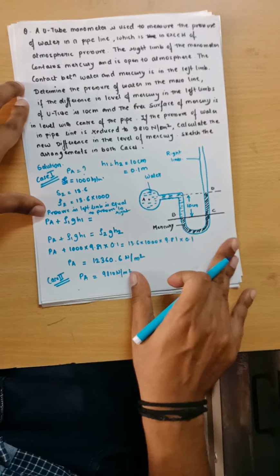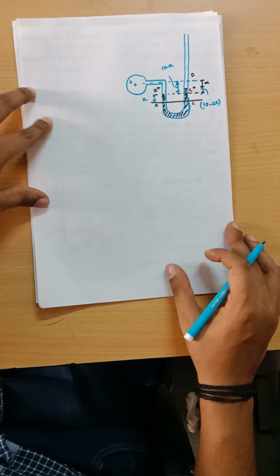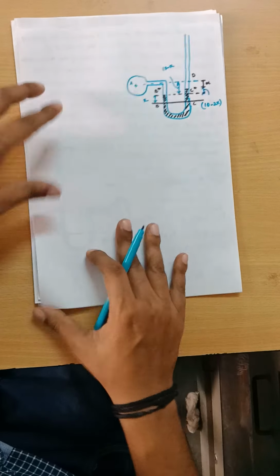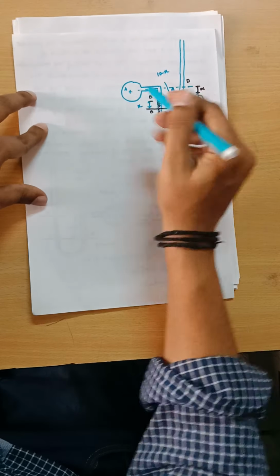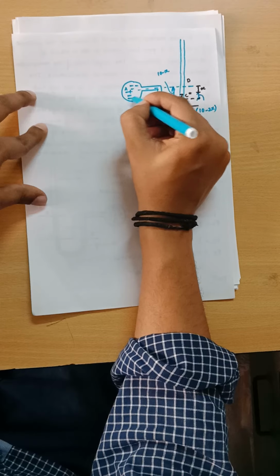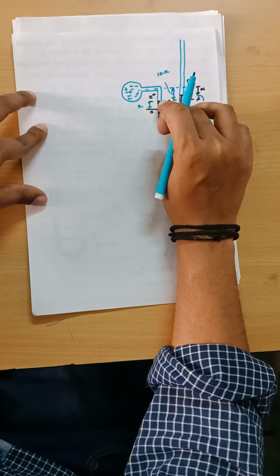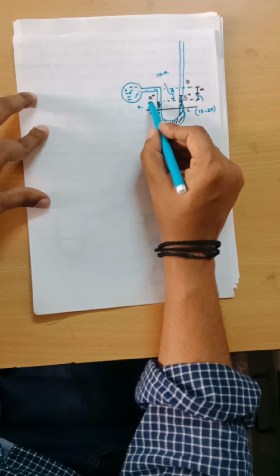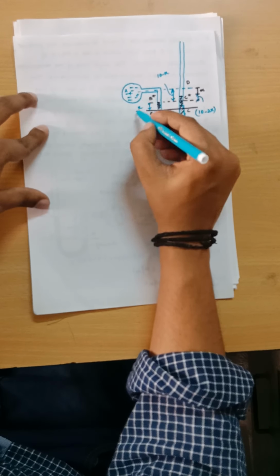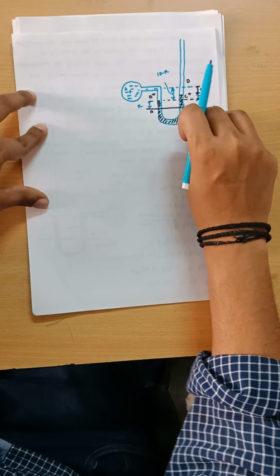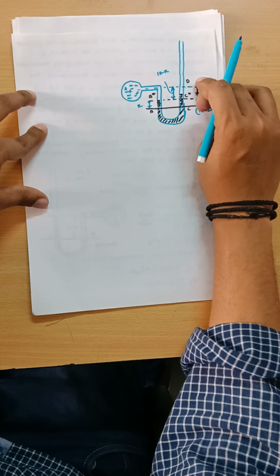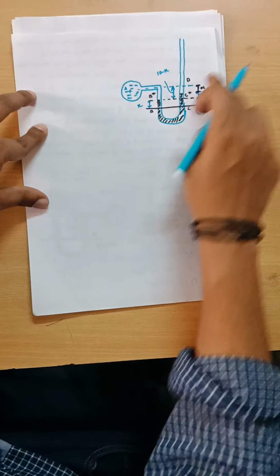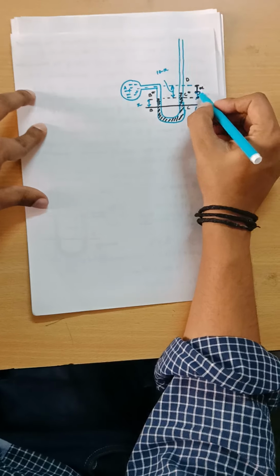As you can see, I have drawn a new diagram over here. Since the pressure at this point is getting reduced, the mercury will rise in this limb. Initially it was at B, now it will be at B star. The amount by which it rises is given by X. In the same way, the mercury level in the other limb will fall by X.